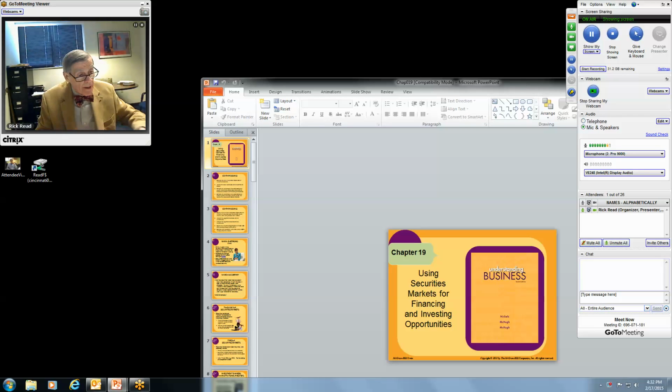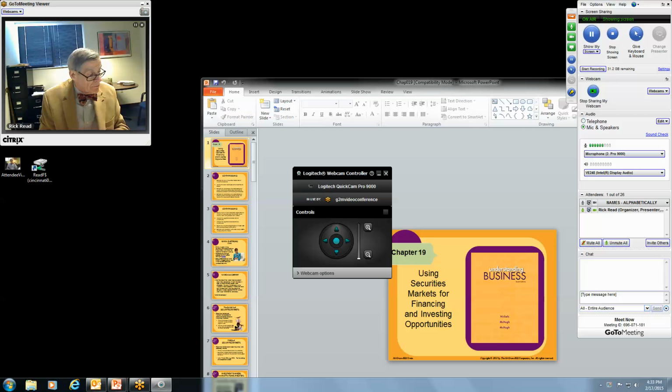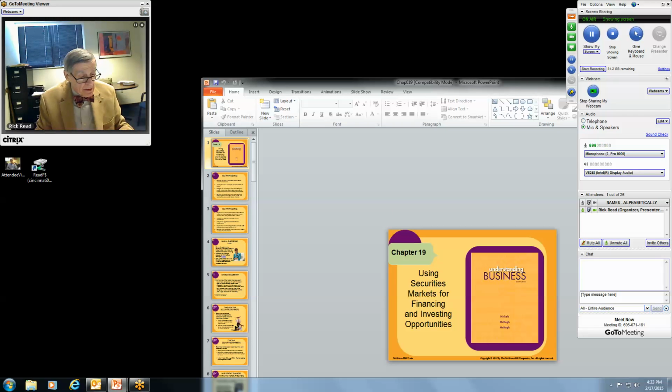Our last two regular chapters in the book: chapter 19, which is using securities markets for financing and investing opportunities, and then finally chapter 20, which will discuss money, banking, and the Federal Reserve. And then next week we will do three bonus chapters. Chapter A, which is working within the legal environment, Chapter B, bonus Chapter C, managing risk, and finally, bonus Chapter D, personal finance.